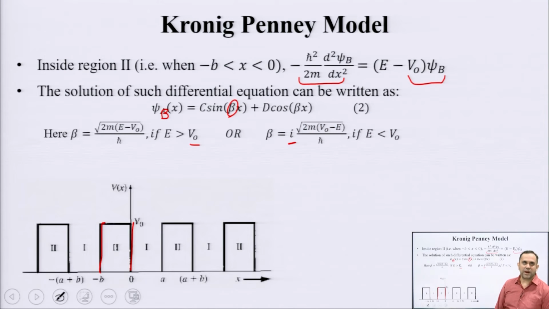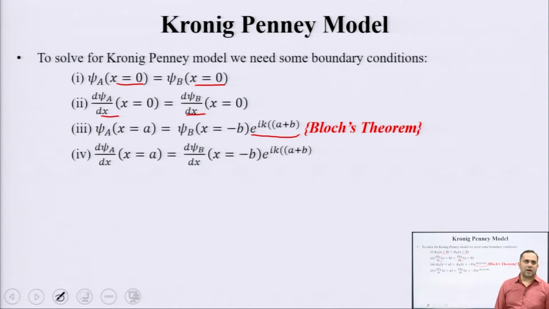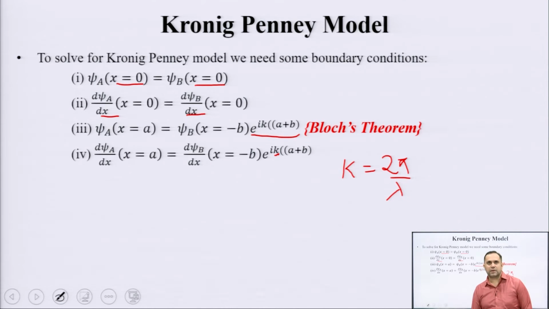So, if you go back to the potential profile, you see that x equal to a is this point and x equal to minus b is this point. So, you see a periodic arrangement, and this is where the wave function and the differential are related by an exponential term. Here k, which you see, is nothing but the wave number given by 2 pi by lambda. And this is basically proportional to momentum.